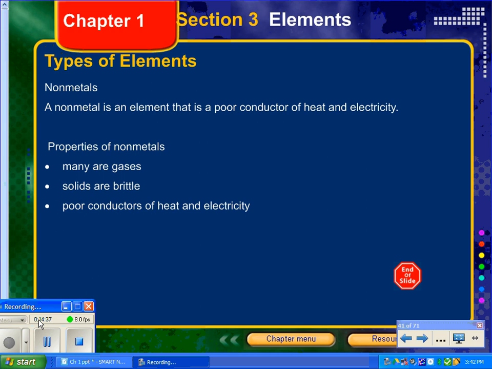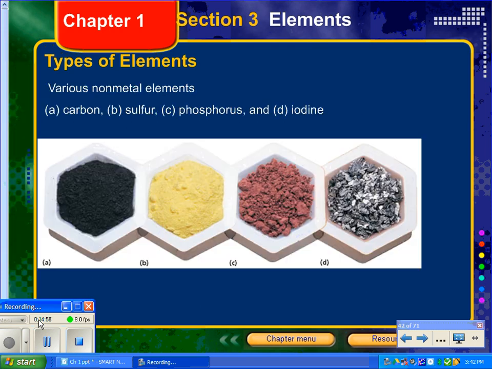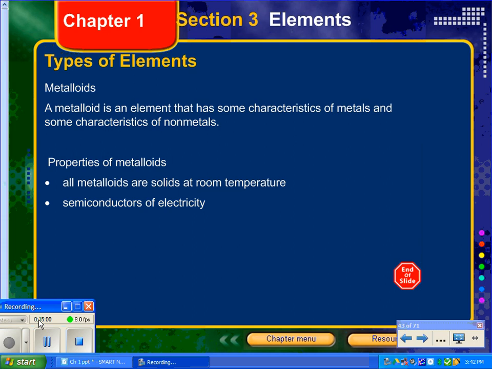Nonmetals: an element that is a poor conductor of heat and electricity. Generally, if it's a poor conductor, we call it an insulator. Properties of nonmetals: most of them are gases. If it is a solid, it's going to be very brittle. And when I say brittle, I mean like a stale cookie. It doesn't just break, it's going to shatter. And these are poor conductors of heat and electricity.